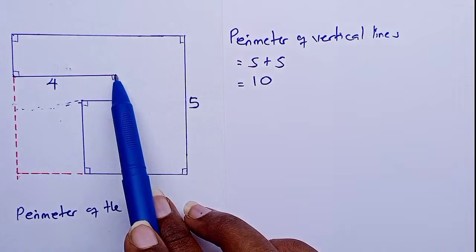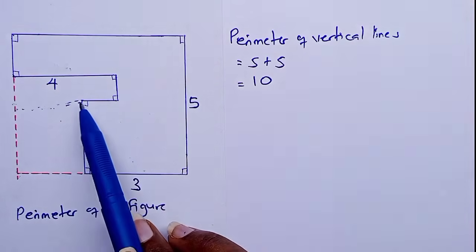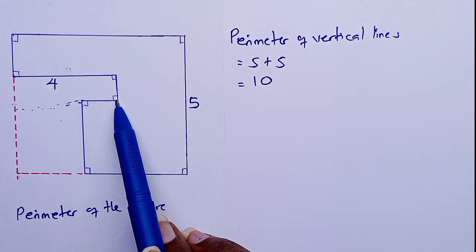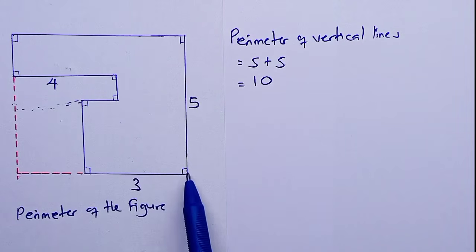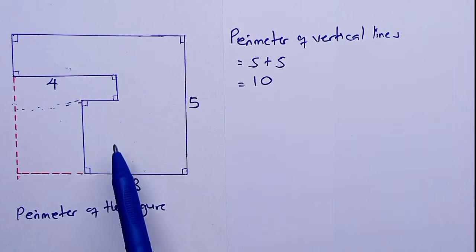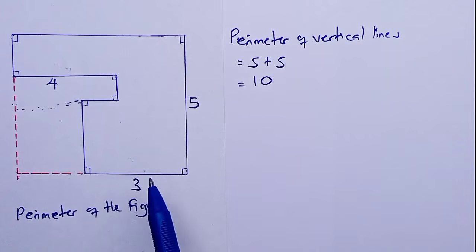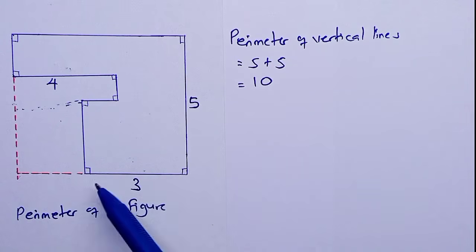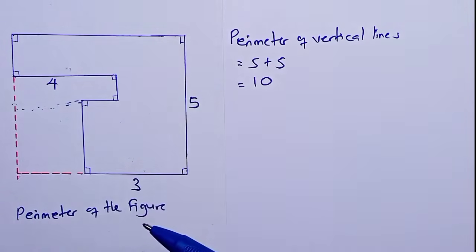Now for the horizontal lines, we have this line here, that is line 1. Then we have this line that we're going to call the second line. Then we have this line, and then this line. So you should be able to add the lengths of the 4 horizontal lines.